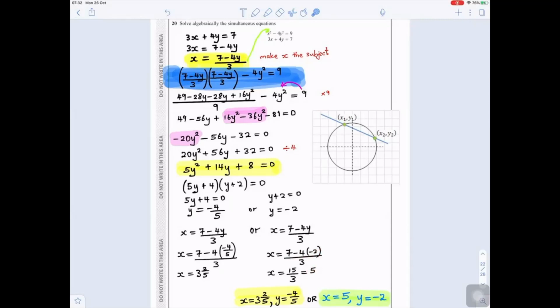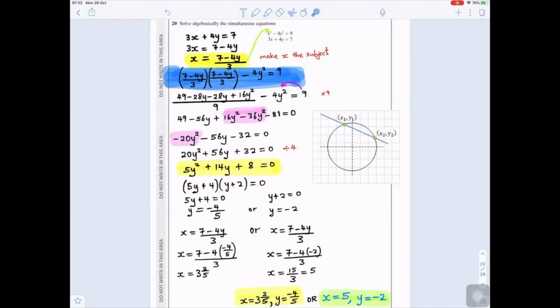So the two sets of points or answers are: when x is 3 and 2/5, y is minus 4/5. When x is 5, y is minus 2. So those are the two pairs of points where the circle and the line meet.